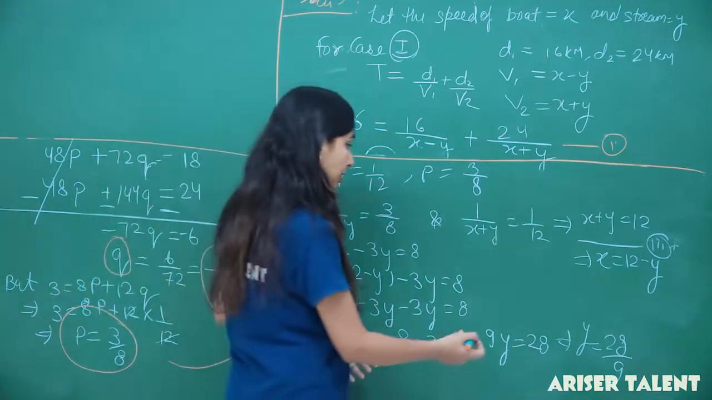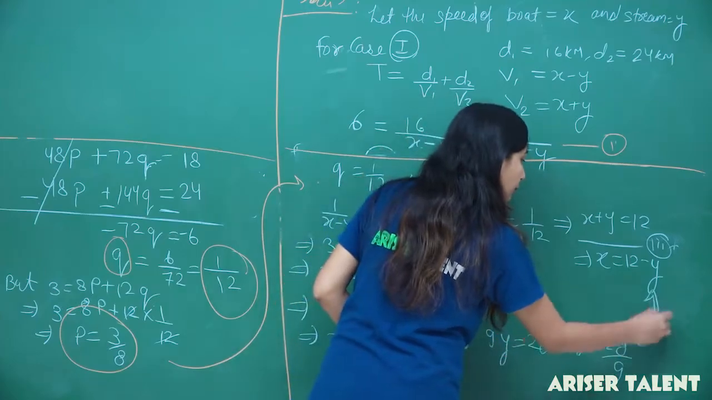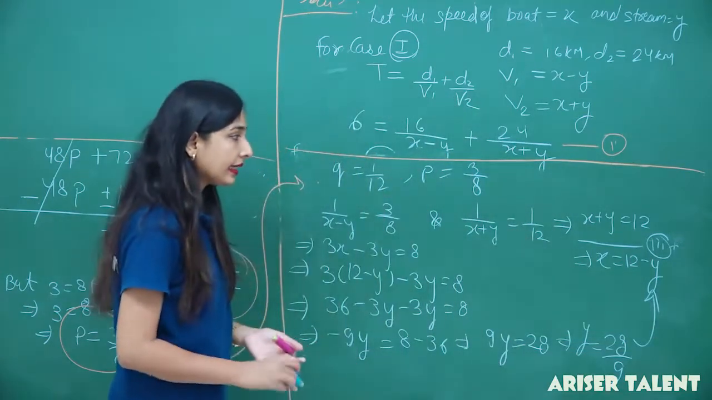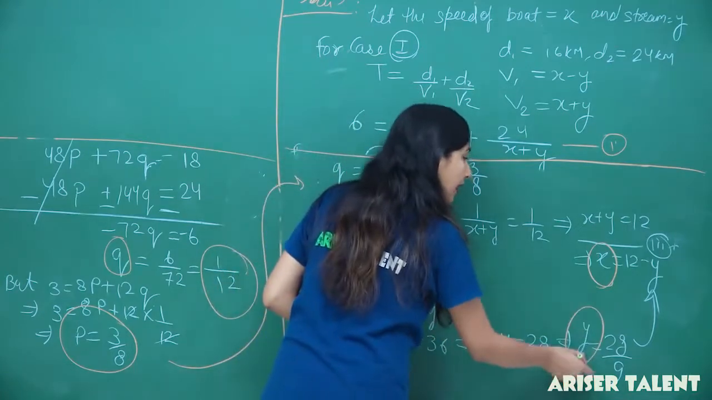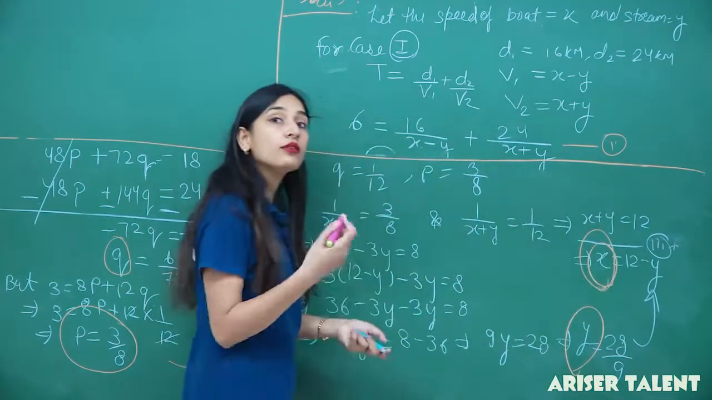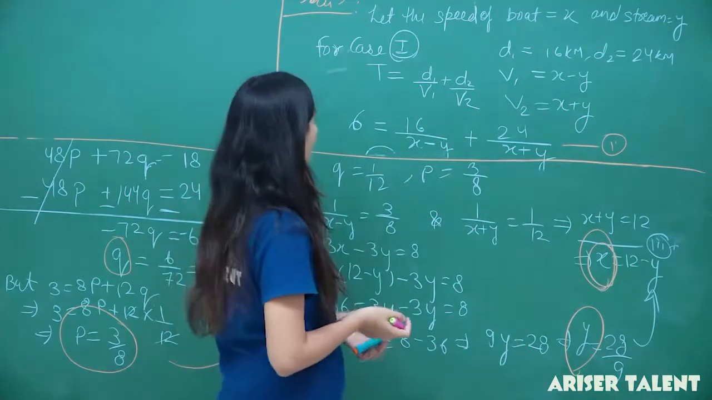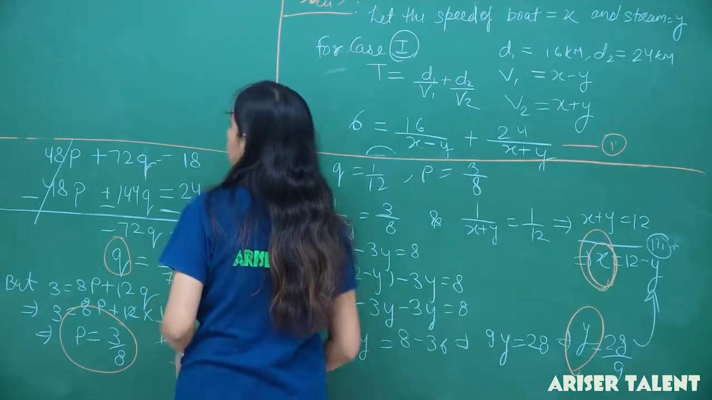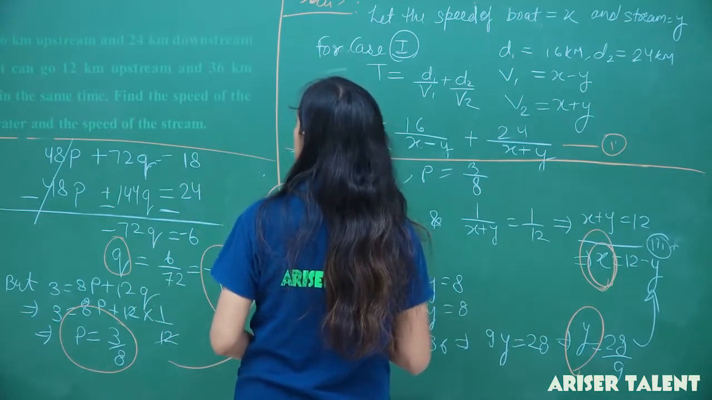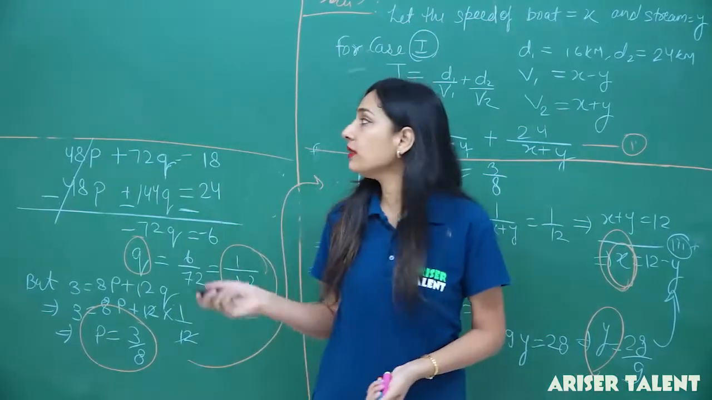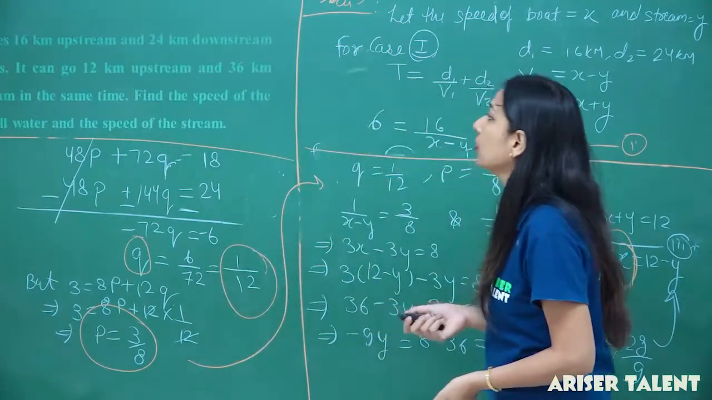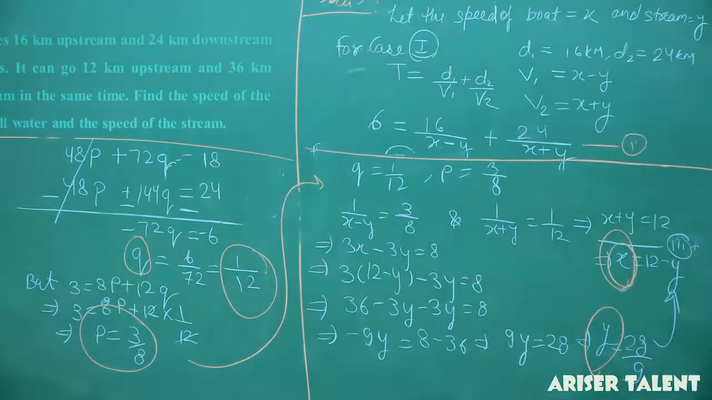Something like that, you can put the value of y here and get the value of x. Now you will be having the value of y here and value of x. What have you been asked? You have been asked the speed, right? So in kilometer per hour. So that will be the question. So note this question, student.